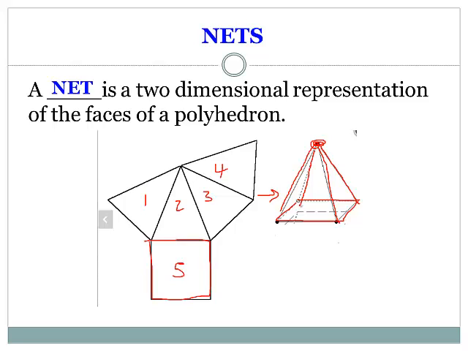So this is one version of a net. If you look on either Google or Yahoo, you can look up many different geometric nets, and it would give you nets for cubes, for many different pyramids, and for many different prisms as well.